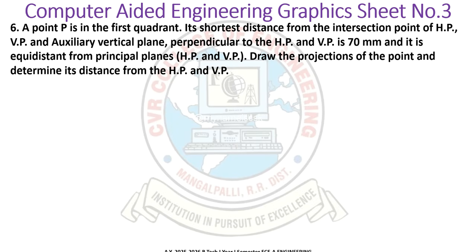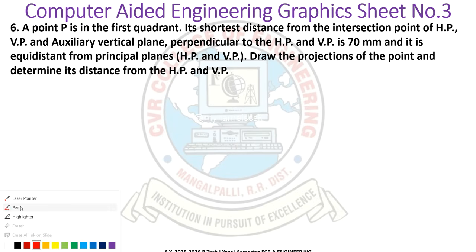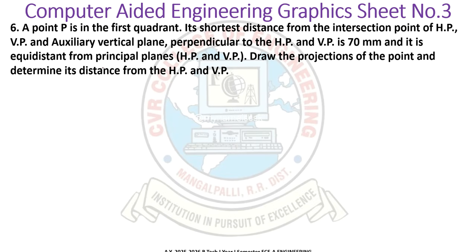Hello all, in this video we will be learning how to draw projections of points when we have equidistance, or the shortest distance from the intersection of the planes, where the point is perpendicular to HP and VP. The main thing here is the equidistance. It is equidistant from the principal planes such as HP, VP and AVP, the auxiliary vertical plane.